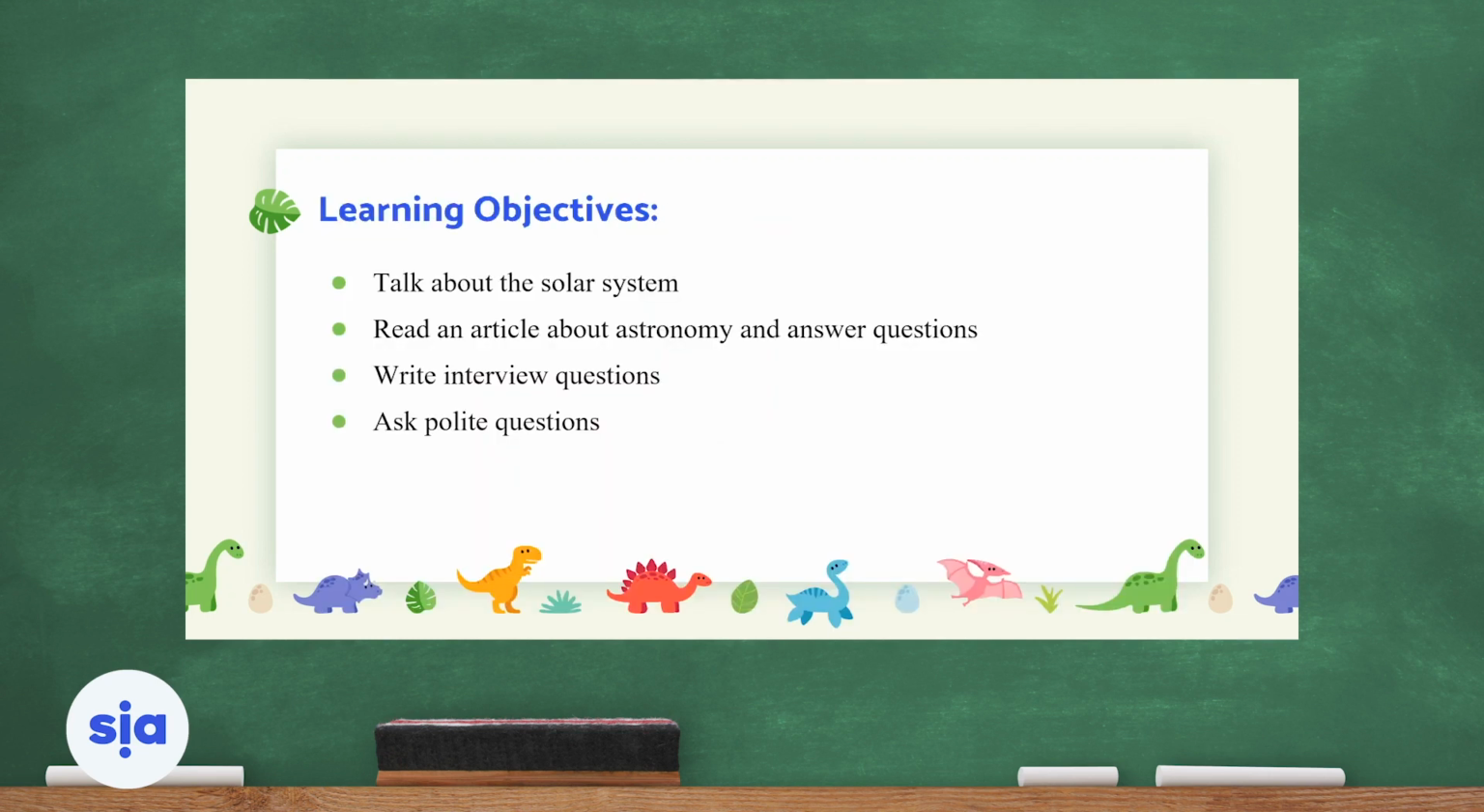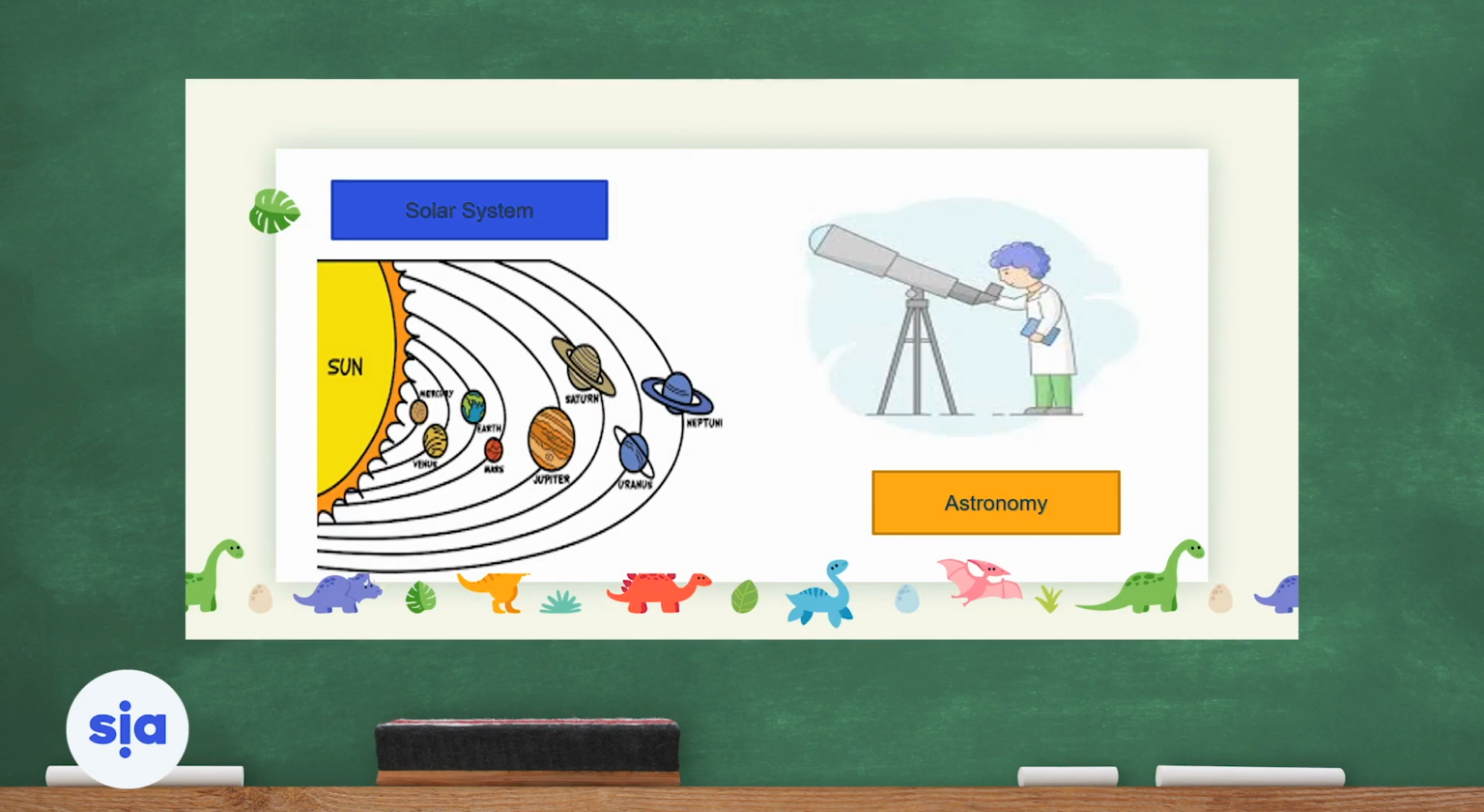Okay, so our objectives of the day are we're going to talk about the solar system, we're going to read an article about astronomy, and we're going to answer questions. Then we're going to write interview questions, and we're going to learn to ask polite questions. So we're going to look at the image. This image basically summarizes our solar system. We have 8 planets, and we have an astronomer looking carefully at those planets or observing those planets.